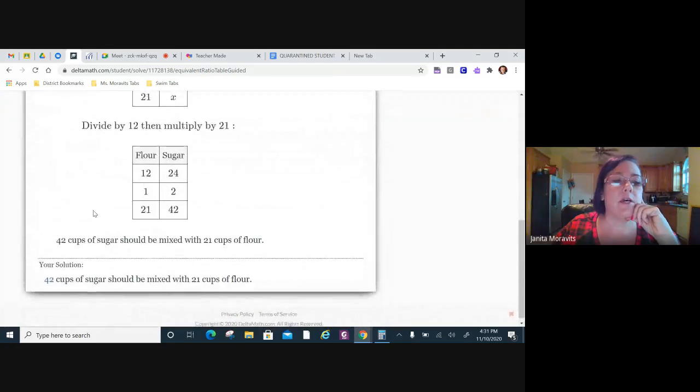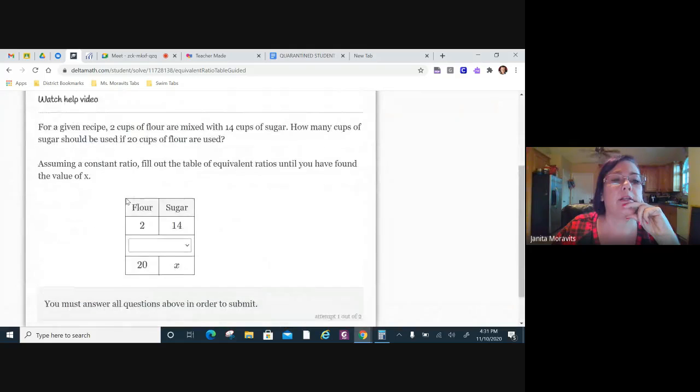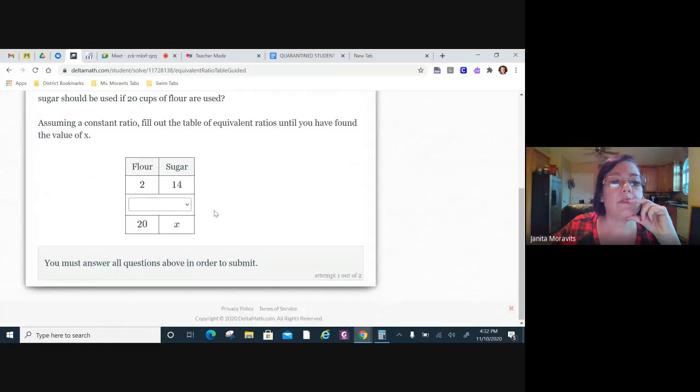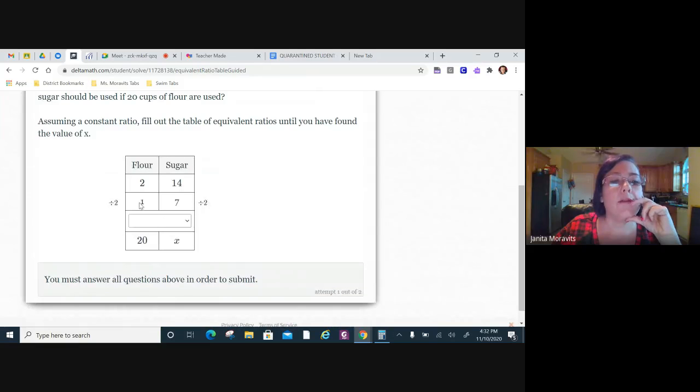All right. So we're going to look at another problem just so you understand. For a given recipe, 2 cups of flour are mixed with 14 cups of sugar. How many cups of sugar should be used if 20 cups of flour are used? Okay, so here's 2 cups of flour, here's 14 cups of sugar. Now what we want to know is we want to get it down to 1. If we want to get rid of that right there, we're going to divide by 2. So let's see what we have. 1 cup of flour equals 7 cups of sugar.